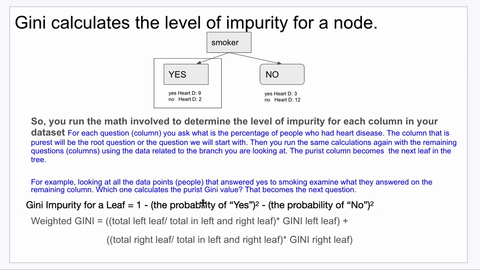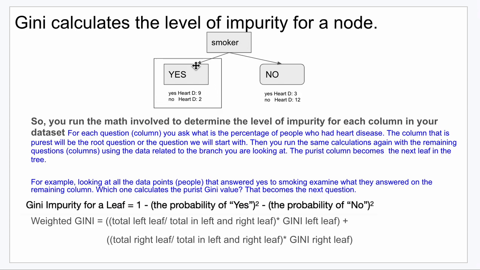If you want to dive deep into this, you can do a little Googling. And actually, if you want me to make a separate video, I'd be glad to. This is kind of what the formula looks like. But what happens then is you run that calculation for each of the columns, smoker, blood pressure, whatever. And the one that has the highest, the most pure Gini, is the one that becomes the root.